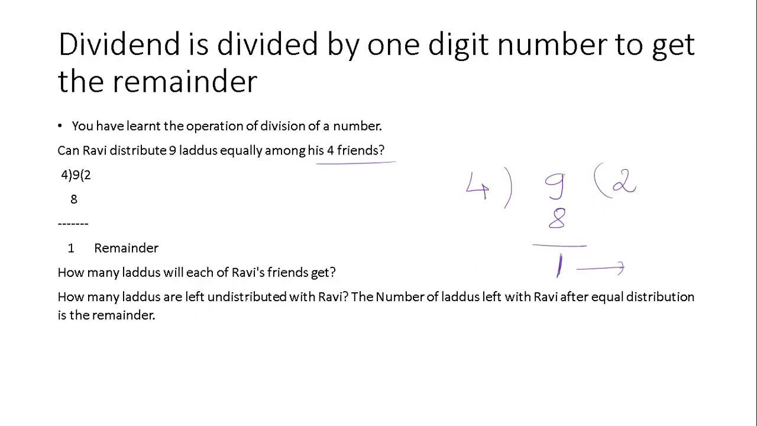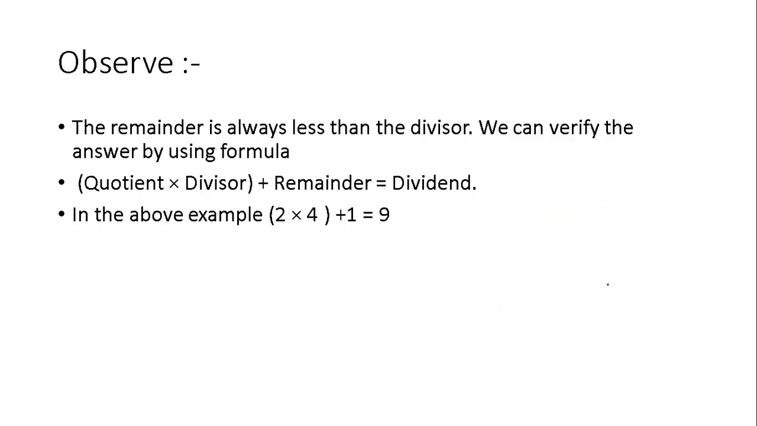How many laddus are left undistributed with Ravi? 1. One laddu is undistributed. The number of laddus left with Ravi after equal distribution is the remainder. This is the remainder. Observe, the remainder is always less than the divisor.